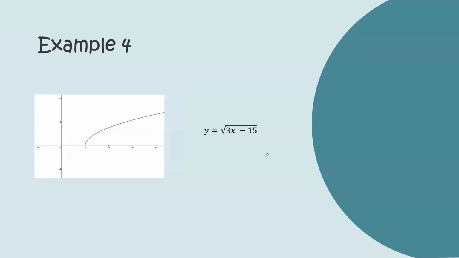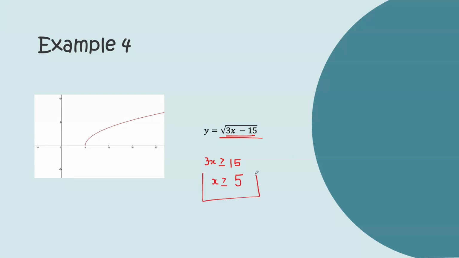Okay? Now we'll go through one last example, and now we've got y is equal to the square root of 3x minus 15. Okay? Now again, this is the same sort of concept in the sense that we know we can't square root a negative number. So whatever is inside here, so this 3x minus 15, this cannot be negative. Okay? Now, if 3x minus 15 cannot be negative, that means that 3x has to be greater than or equal to 15. Right? Which means that x has to be greater than or equal to 5.